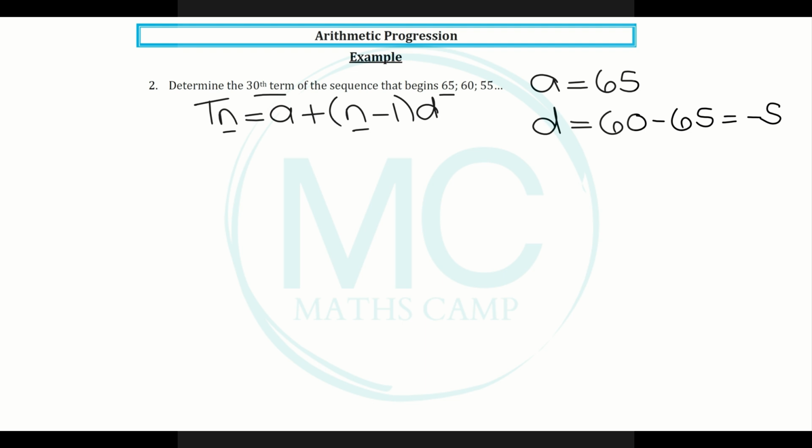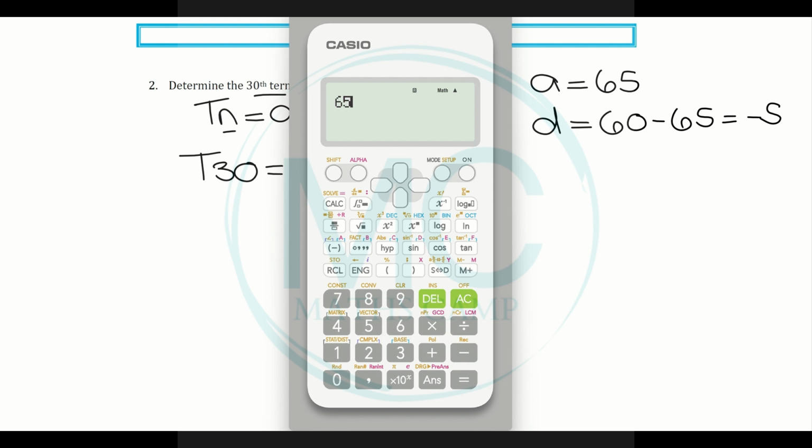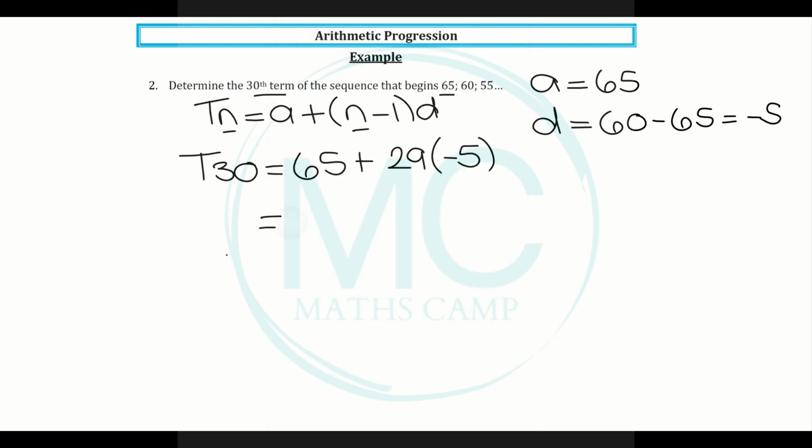Now we can fill these terms into our formula. We want the value of the 30th term. We can say T30 is equal to a, 65, plus n is 30, so n minus 1 becomes 29, multiplied by d, negative 5. Now you can take your calculator. You can say 65 plus 29 multiplied by negative 5 is equal to negative 80. This is the value of the 30th term. Let's do another example.